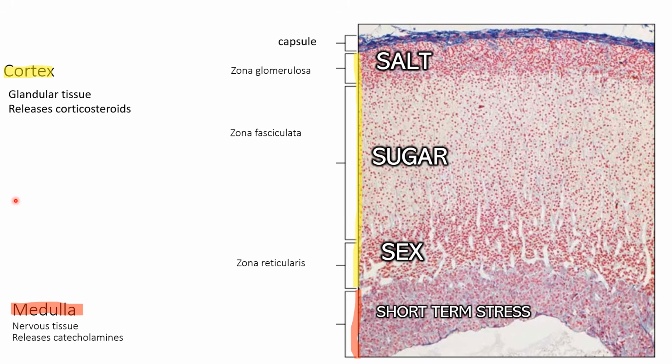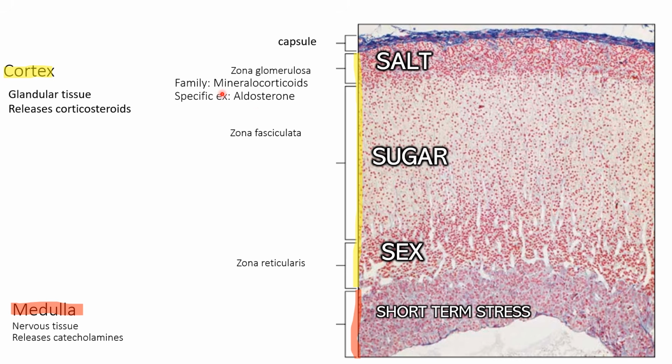All right, so the reason you need to remember salt, sugar, sex is because each region secretes a different class of hormones. The first region secretes mineralocorticoids. So the mineralo is why you have salt. So we say like that is the family. The specific example of a specific hormone in that family, like the most famous of them, would be aldosterone.